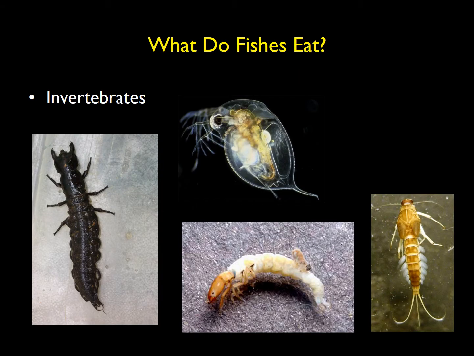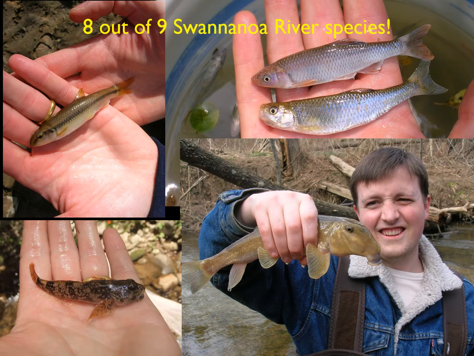So they can eat invertebrates. So there's a zooplankton in the center there, a daphnia, a microcrustacean. But they can also feed on these macroinvertebrates, things like caddisflies in the middle, mayflies on the right, hellgrammites, dobsonfly larvae on the left. And this is the majority of species. So these are common species in the Swannanoa River and our sites as well.